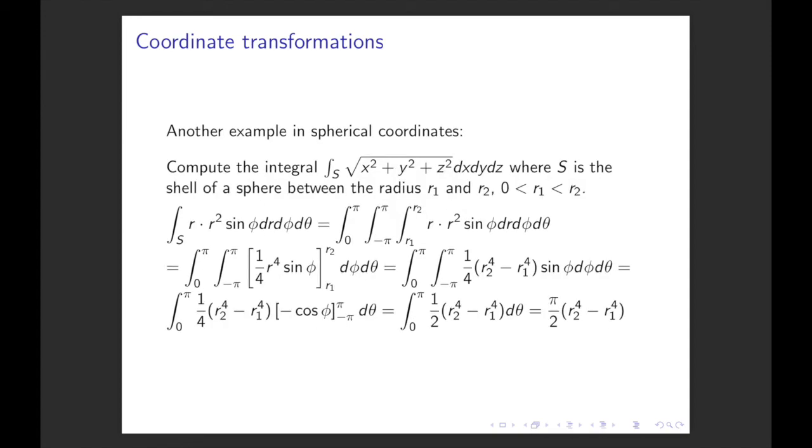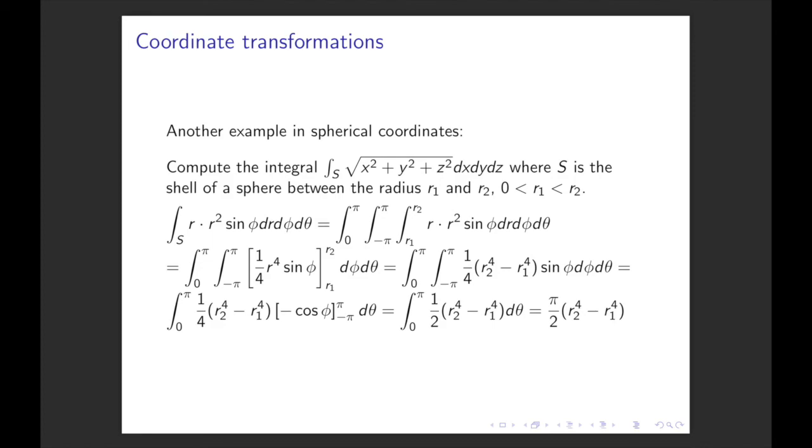Let's do a second example in spherical coordinates because I think the book has not much more given that you could read. So compute the integral over the domain S of the function square root of x squared plus y squared plus z squared, dx dy dz. So that is given in Cartesian coordinates apparently, where the region S is the shell of a sphere between the radius r1 and r2. R2 should be the bigger radius, R1 the smaller radius, both of them larger than 0.